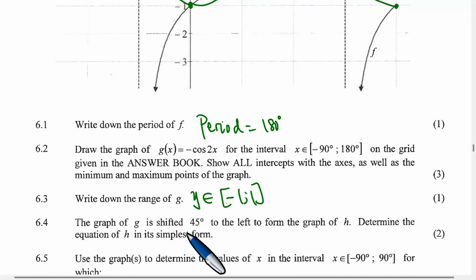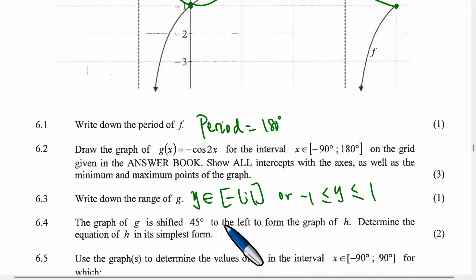All right, so this is the range of the function g. If you don't want to write it like this, you write that y is between -1 and 1. Okay, the graph of g is shifted 45 units to the left to form the graph of h. Determine the equation of h in simplest form.